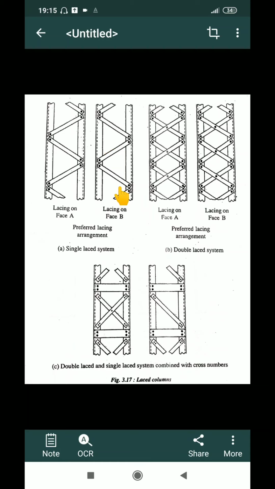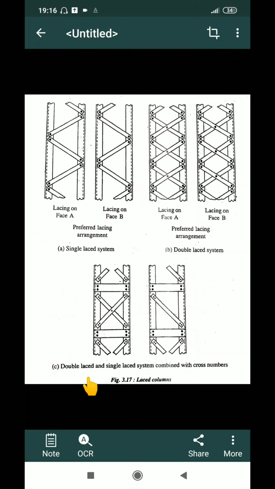So when I look at it from the front as well as the back side, it will look like a zigzag type. This is the front face and this is the back face, where the lacings are exactly opposite. So the distribution of load and load carrying capacity will be evenly distributed. Second type is a double laced system. Here even the front side will have two layers of lacing, that is zigzag, and the back side will also have two layers of lacing, another type of zigzag.